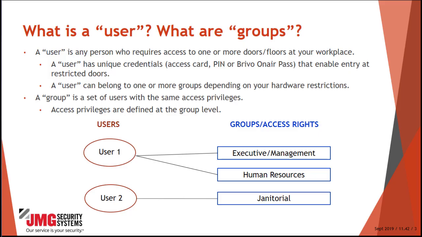So let's look at a simple example. In this example, we have two users. User 1 belongs to two groups: the Executive Management Group, which has access to certain doors and involves certain schedules, and he or she also belongs to the Human Resources Group, which involves access to a different set of doors and schedules. User 2 in this example belongs to the Janitorial Group, which has a unique set of doors and schedules associated with it.